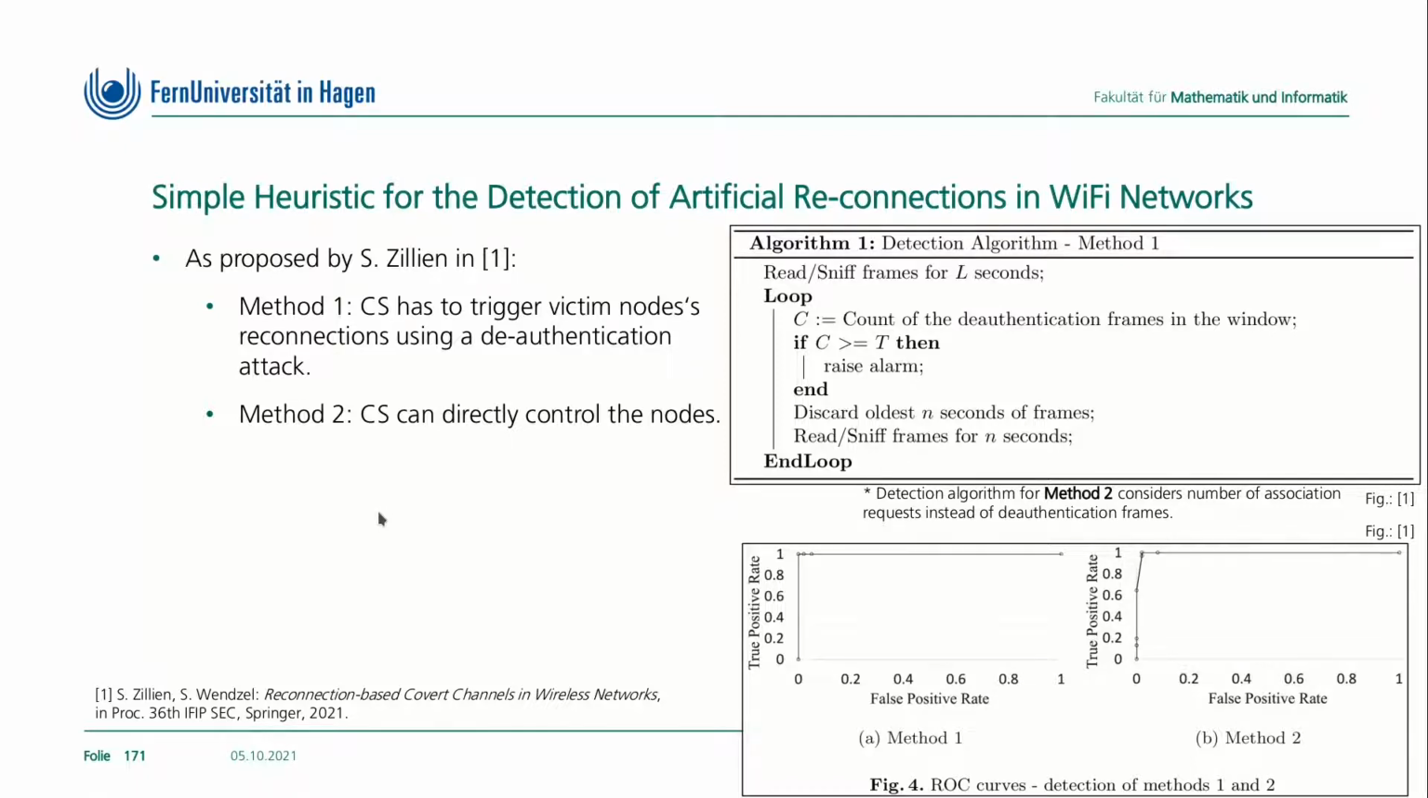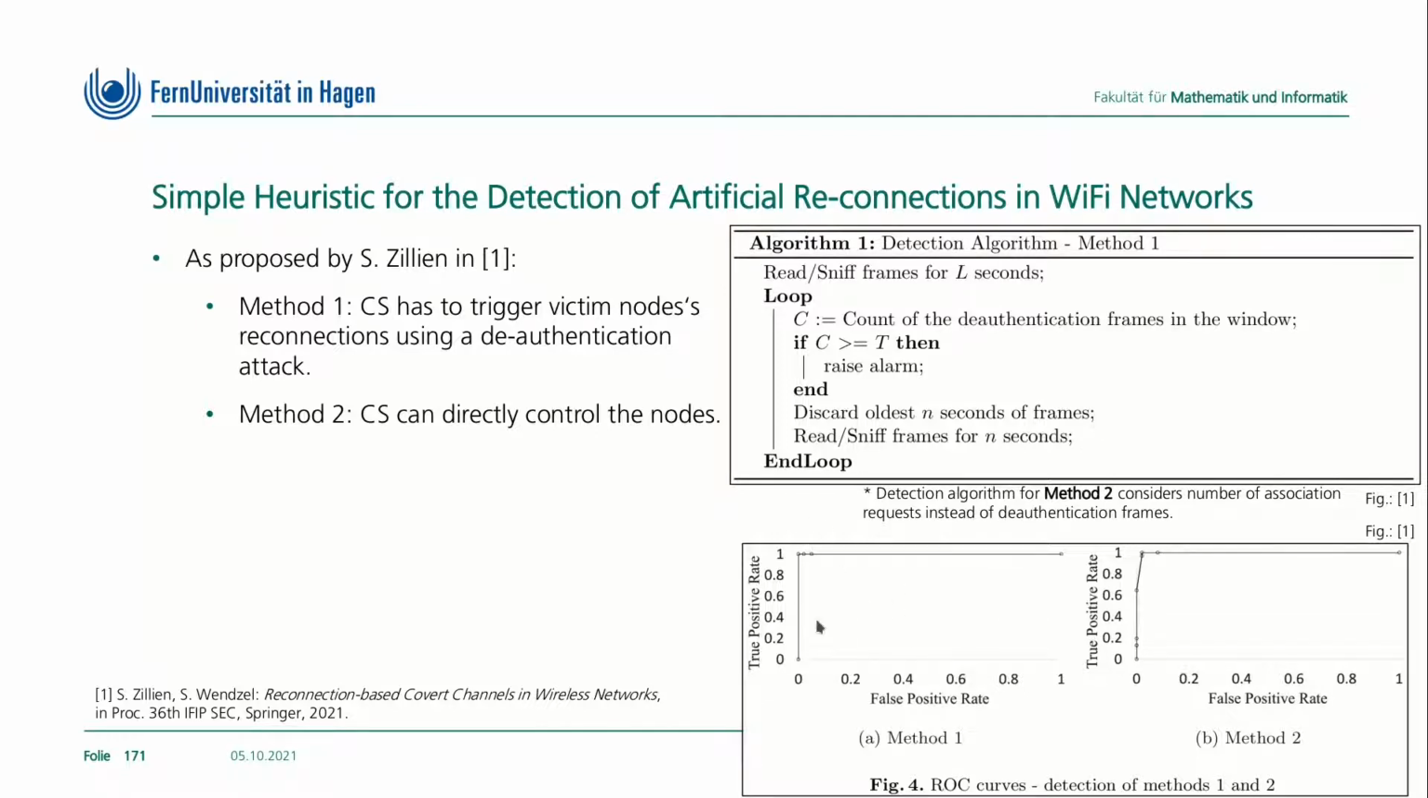reconnect them. So the idea here is a sliding window approach where we sniff data for some interval. Here it's L seconds. Then we count the number of deauthentication frames during that time frame, during that window, and if the number is above or equals some threshold, then we raise an alarm and say, okay, this is a covert channel. As you can see, the oldest N seconds of frames are then discarded and some new traffic is recorded or sniffed. So this is the implementation of the sliding window.